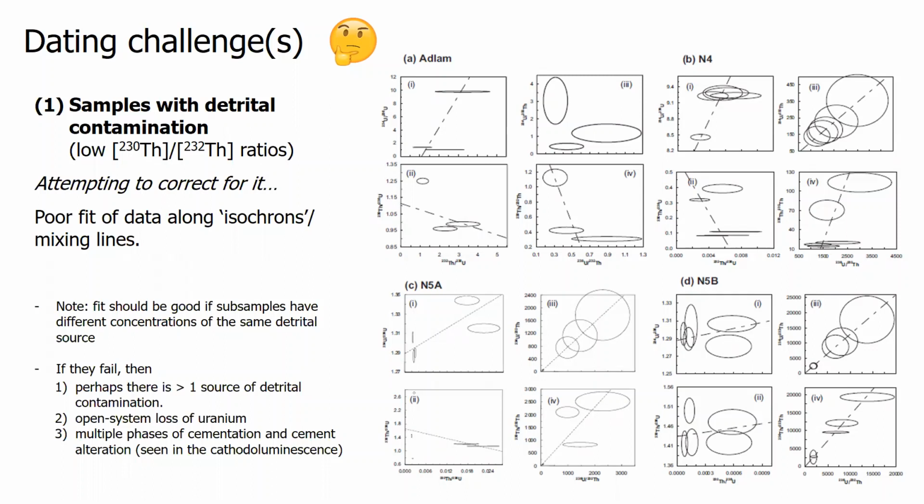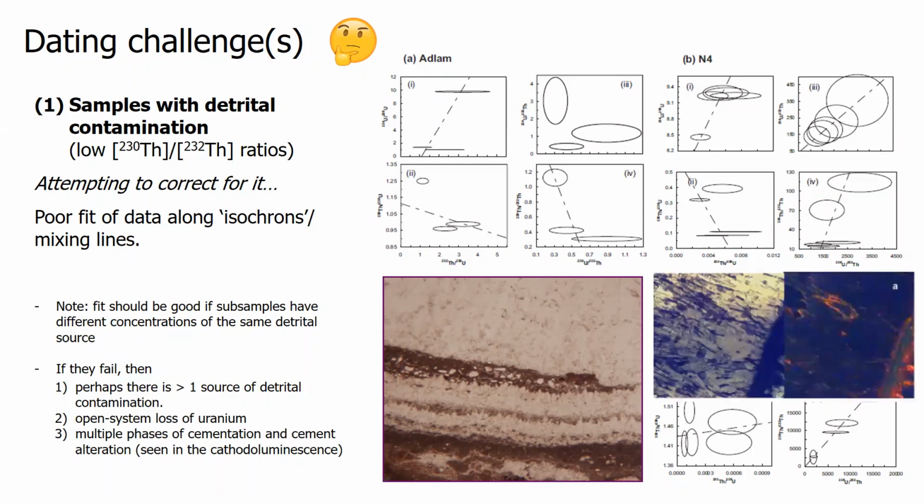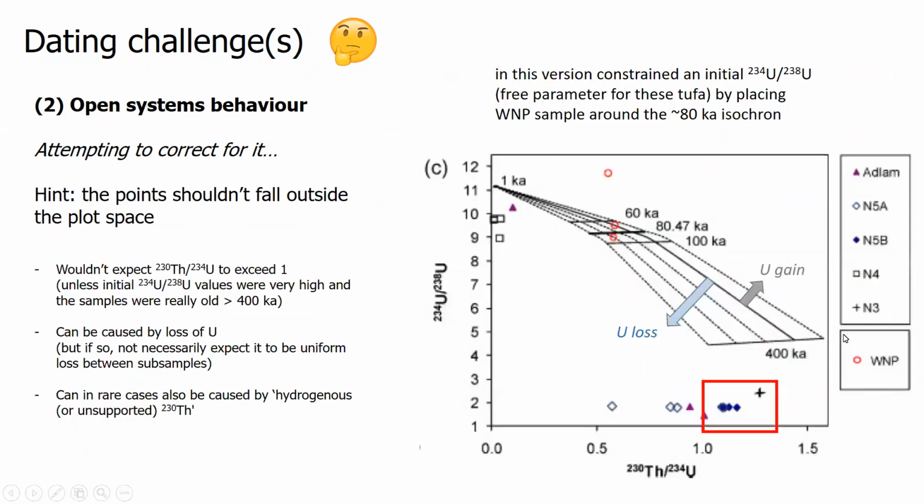Maybe there was more than one source of detrital contamination. In that case, we can't correct for it. Maybe there's been loss of uranium. My system was open. And maybe there's multiple phases of cement and cement alteration. Okay, so there's a picture showing some of the detritus. Perhaps I've got multiple sources of detritus with different thorium signatures. Here's the cathodoluminescence photo, microphotograph, to show you that there's been, in the reds, some alteration of the fabric.